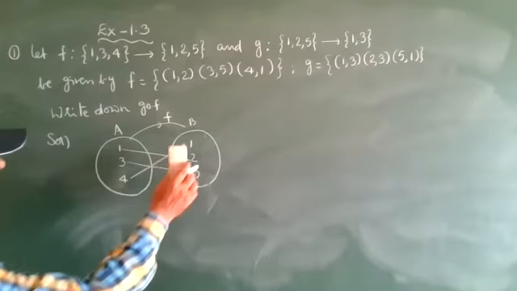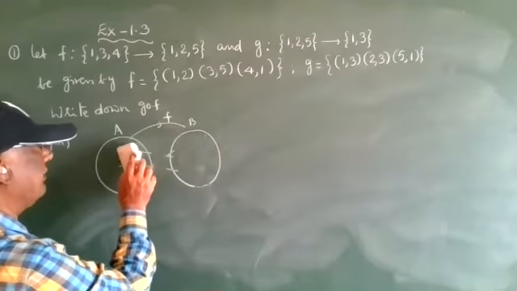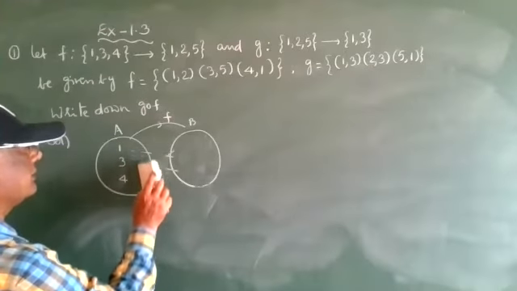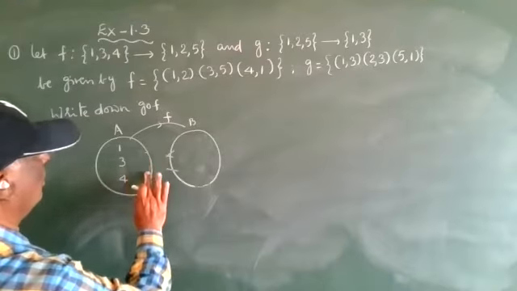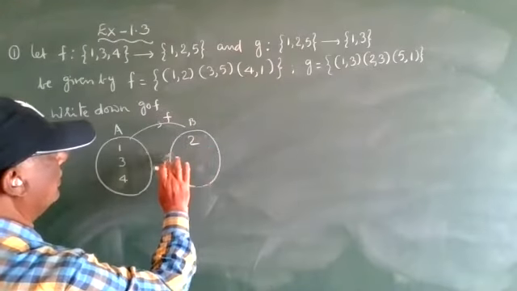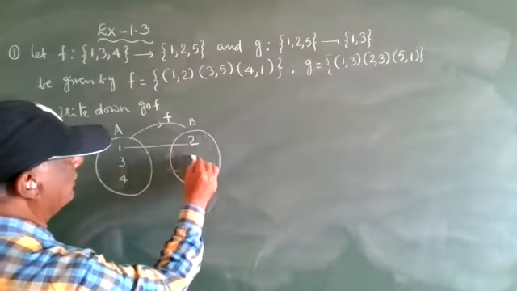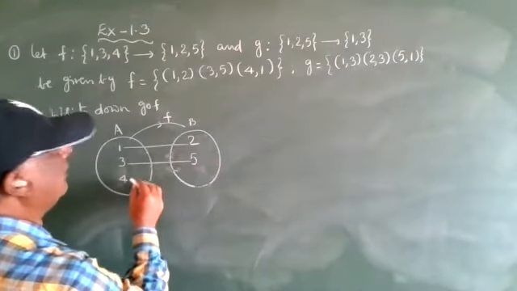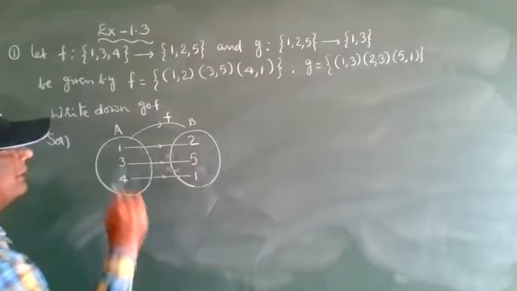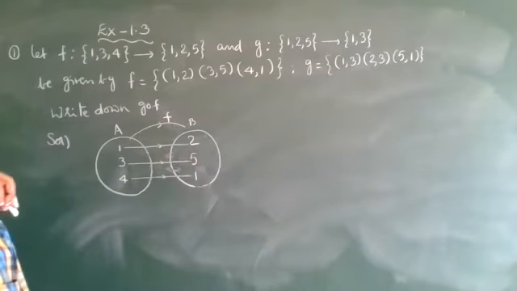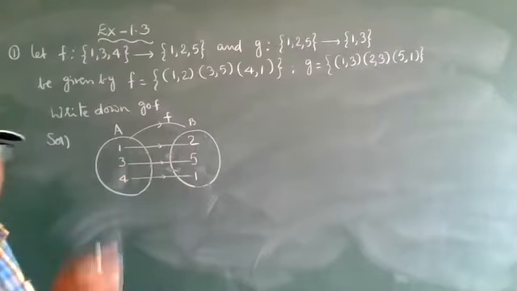I will write it for easy understanding. 1 to 2: 1 has the mapping with 2. 3 to 5: 3 is mapped with 5. 4 to 1. The f mapping is completed. The image of 1 is 2, the image of 3 is 5, the image of 4 is 1.